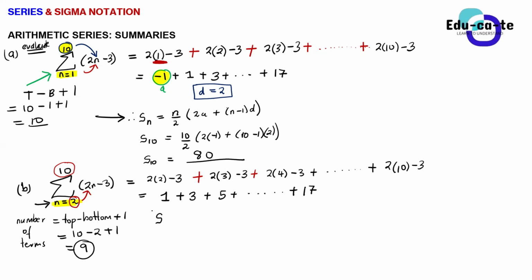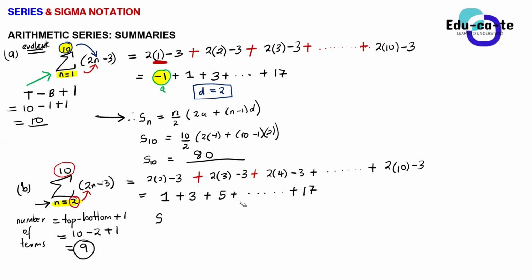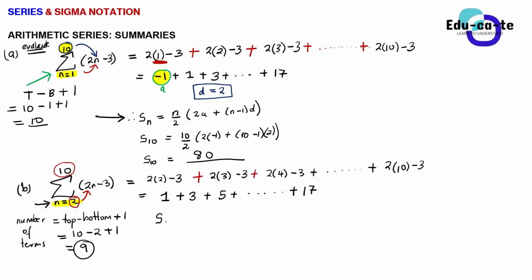If you're adding 9 terms here, let's see. Here, how many terms are we having? 1, 3, 5. Okay, let's just expand them one by one, guys. Let's just try to see. Yeah, but 9 terms can work. You can still use 9 terms. So you're finding the sum of 9 terms.